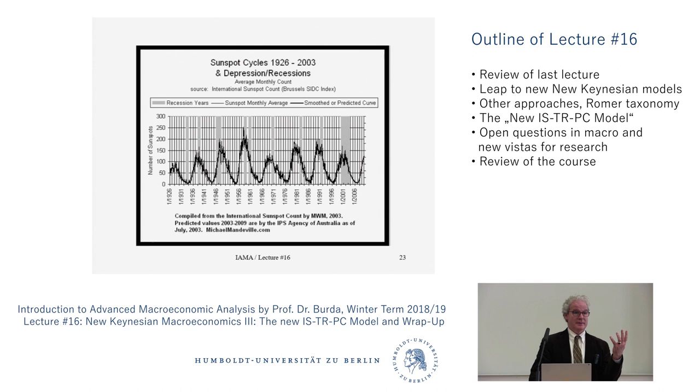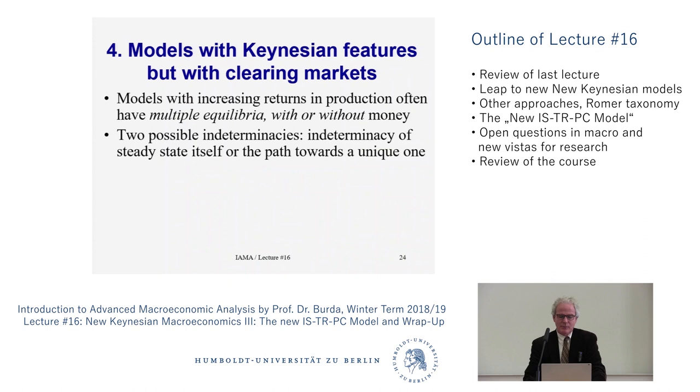Okay? But you need the property that the number of eigenvalues in that matrix, a very important matrix, is greater than the number of state variables in the economy. So what kind of models would do that? It turns out that models with increasing returns will do that.